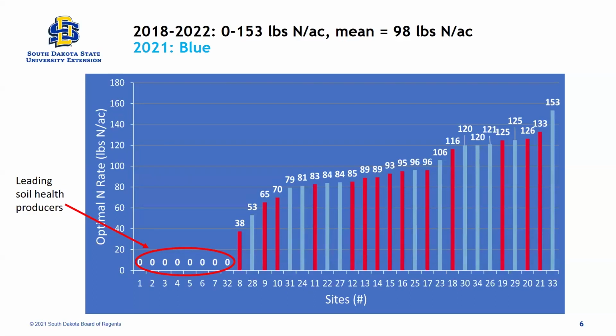Well, we know a little bit about each one of these sites. And I can tell you that the bottom ones are on farms where we have what we would consider our leading soil health producers. I'm not saying that every year they don't need any nitrogen. That's not what we're saying at all, because that is a moving target. But what I am saying is they generally speaking need a lot less.